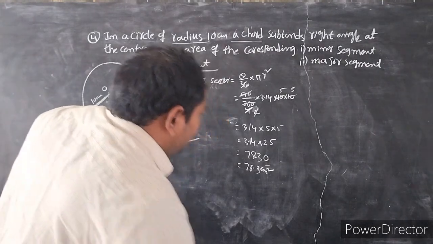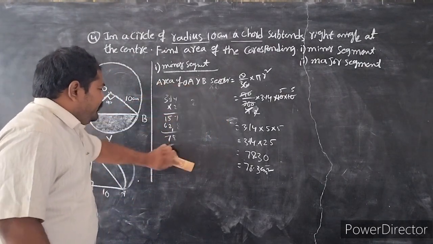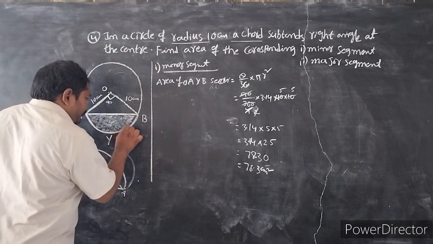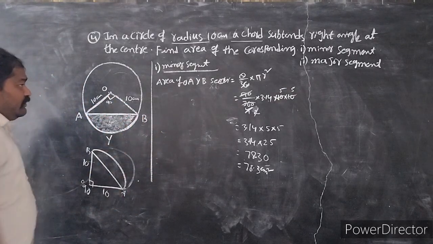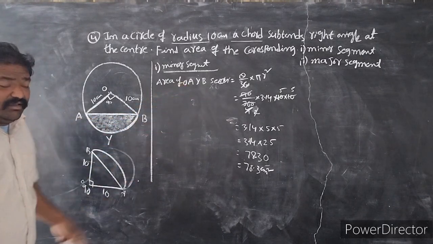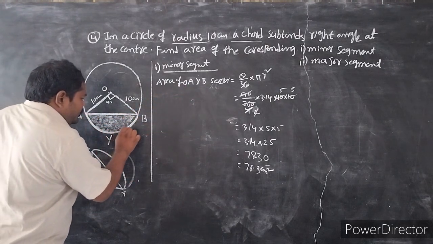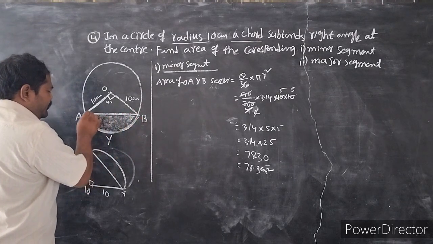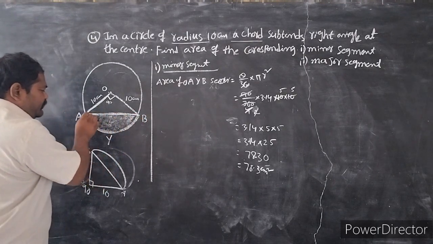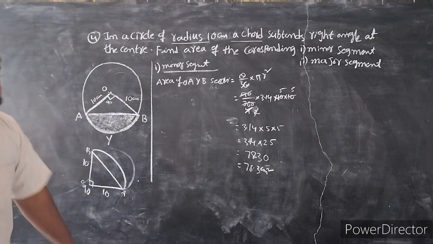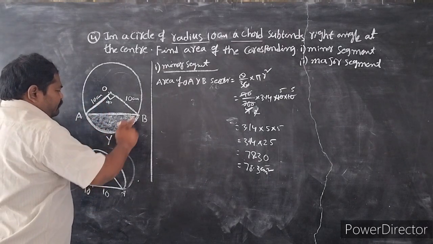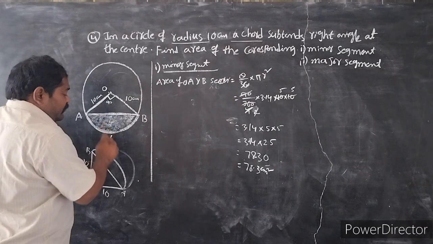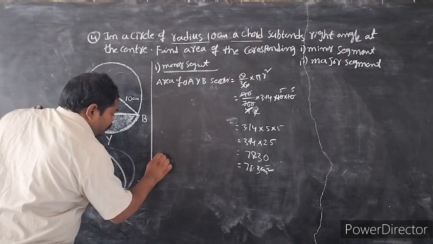But we are going to calculate the area of the segment, the minor segment. The area of the minor segment AYB, not OAYB. OAYB is the sector. Here AYB is the minor segment. We have to calculate the minor segment. This is the total area of the sector, and this is AYB.